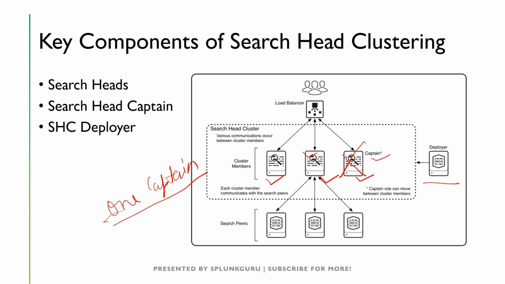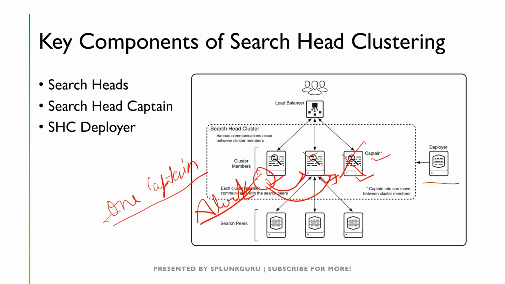Now, to discuss the role of the captain. The captain's main job is to coordinate job scheduling. For example, if you have three search head members, it's the captain's responsibility to coordinate the job scheduling among all those members, and replicate the activities across all members. For example, if you created one alert here, it's the captain's responsibility to replicate this alert to all other search head cluster members.